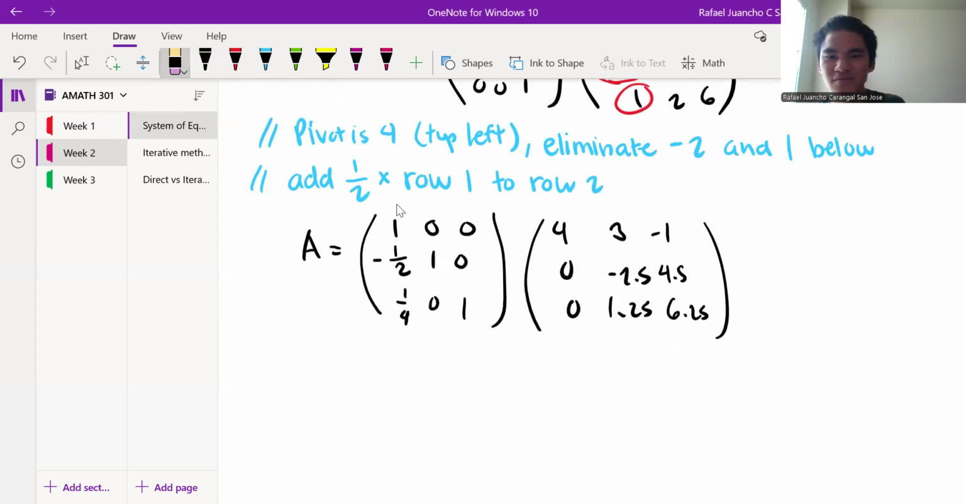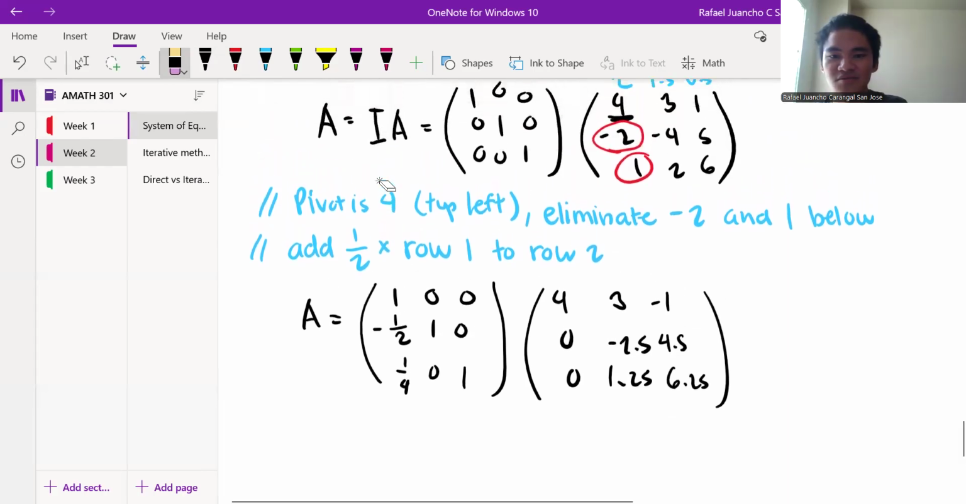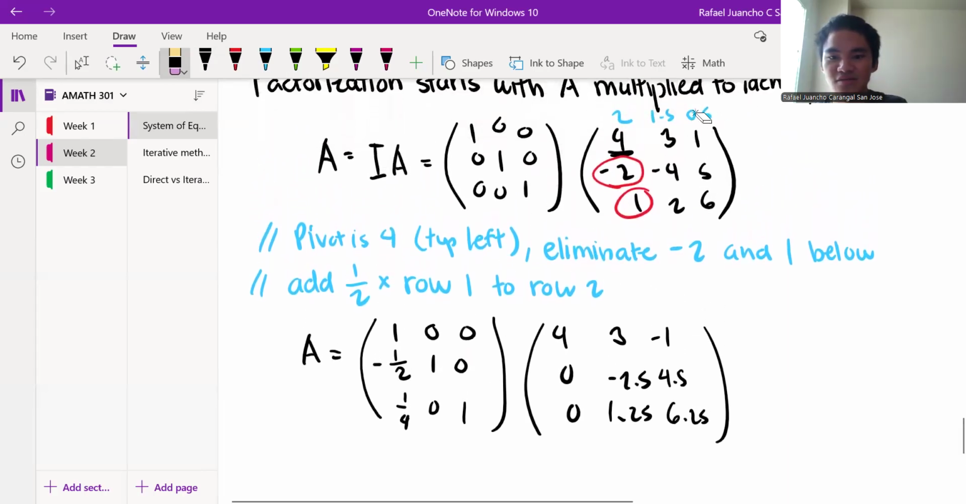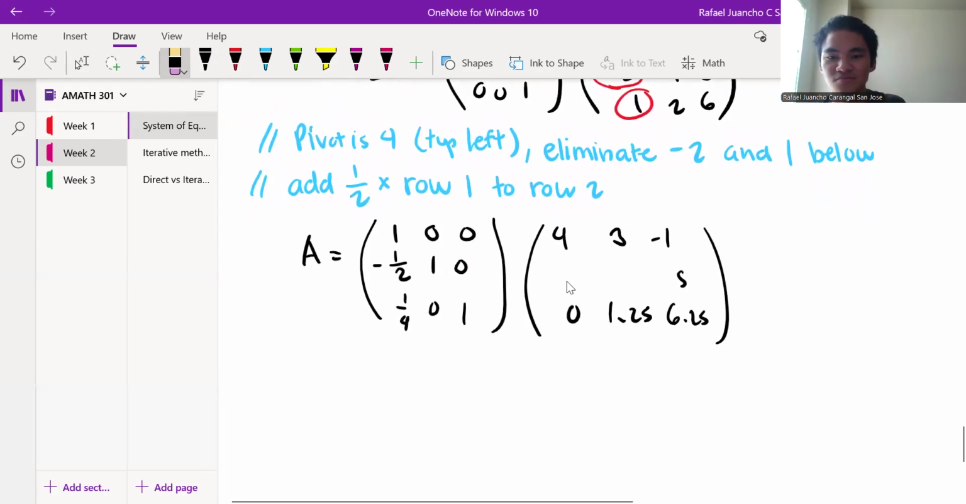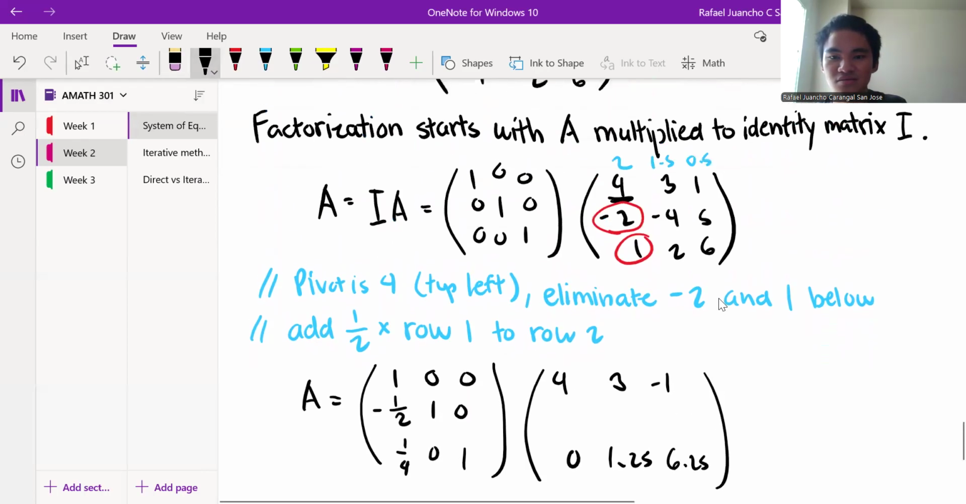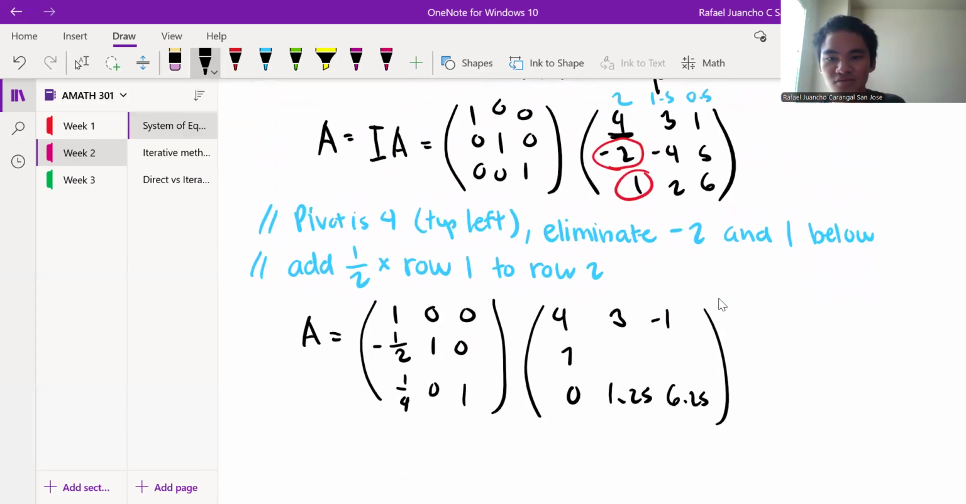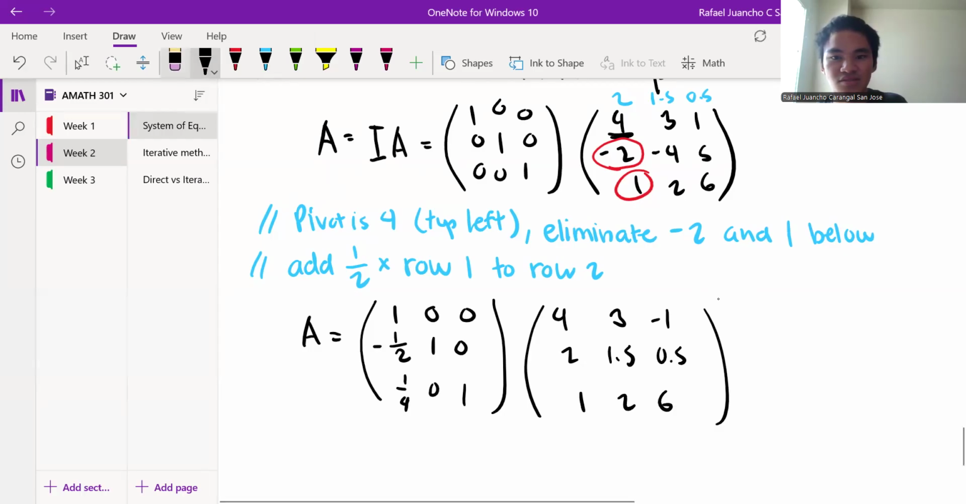Okay, wait. Let's actually try that. So 1/2 times row 1 is this guy over here. And then we put that to row 2. So let's quickly do that. So this is now 2, 1.5, 0.5. So those are the changes that happened, right? Here it's still the same. 1, 2, 6. Actually, let's make it red to see what changed.